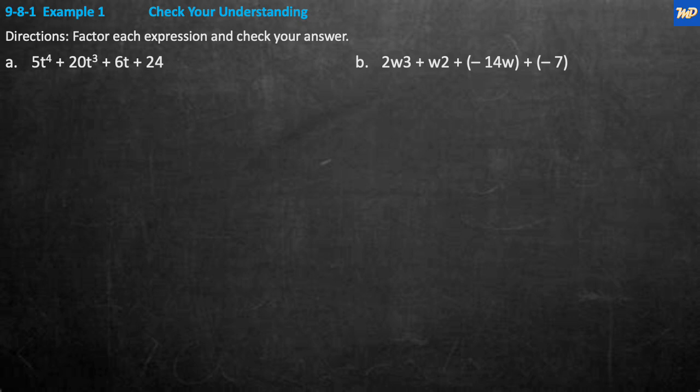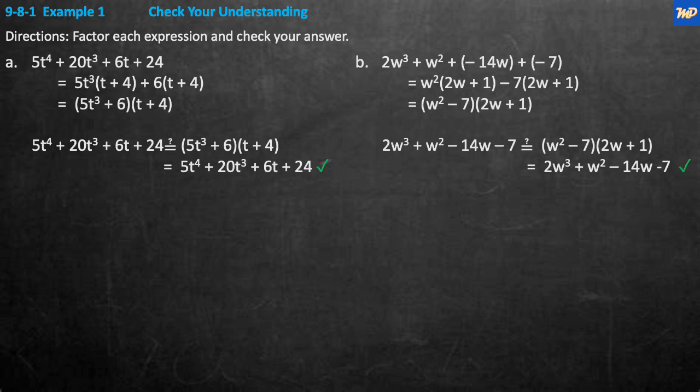Okay, now that you're back, we're going to take a look at them. The first problem was 5t to the 4th power plus 20t cubed plus 6t plus 24. They're already in order, because we have descending powers from left to right, which is important. Otherwise it wouldn't work if they're random; they need to be in standard form.